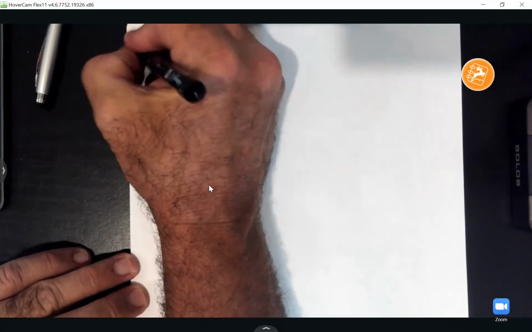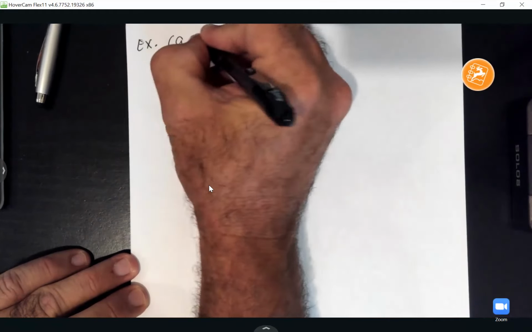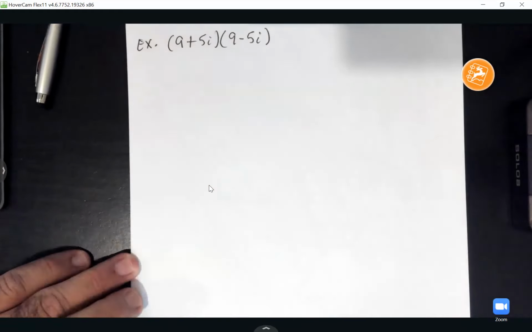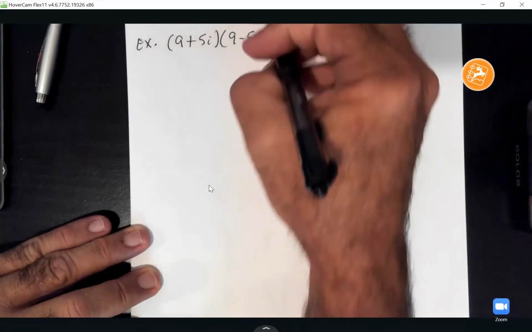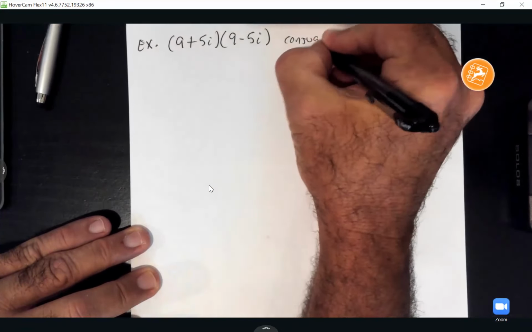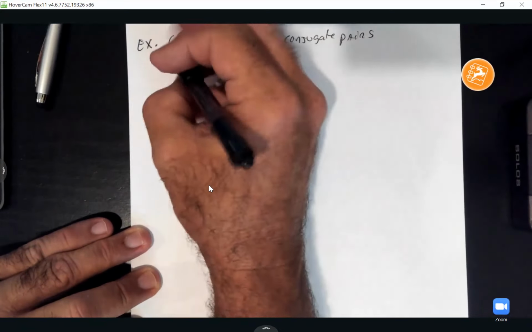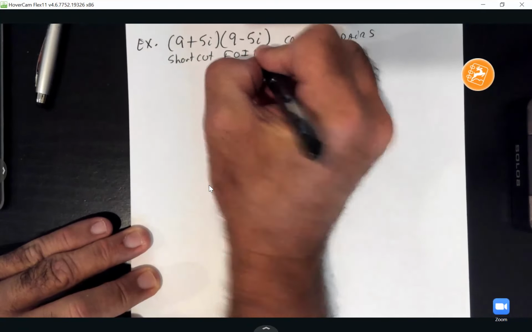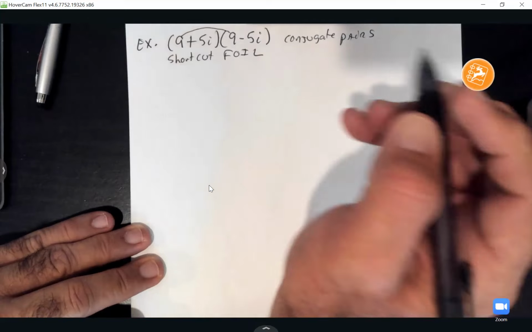All righty. How about a 9 plus 5i and a 9 minus 5i? So I'm going to give you a couple of these that are conjugate pairs. So remember, these are conjugate pairs. So since these are conjugate pairs, I'm going to shortcut FOIL. Okay. So all we got to do is figure out 9 times 9. What's that? 81.